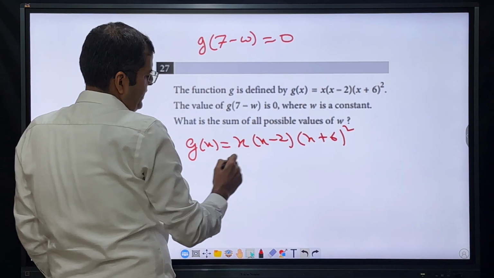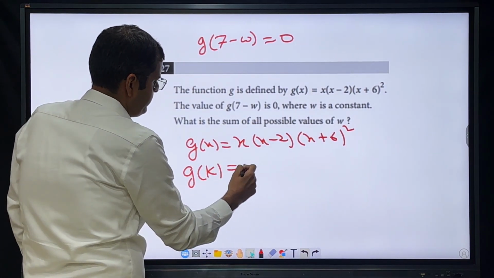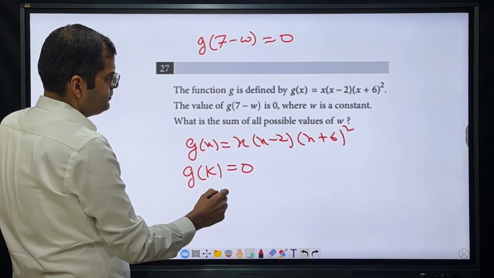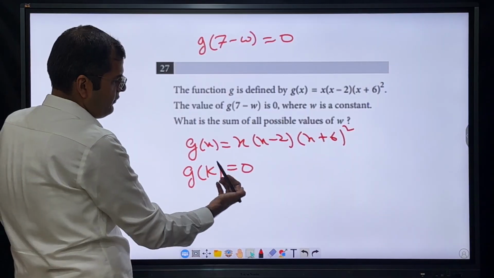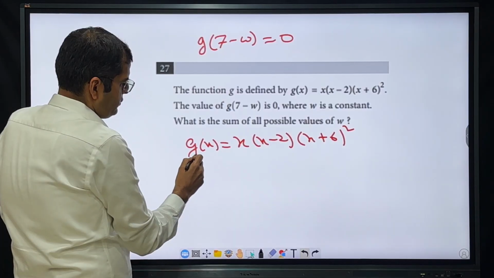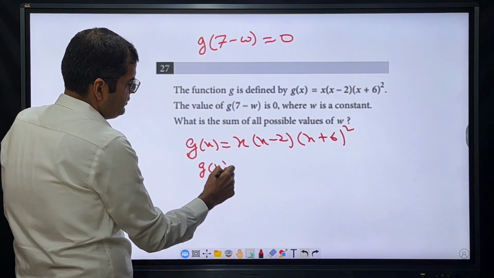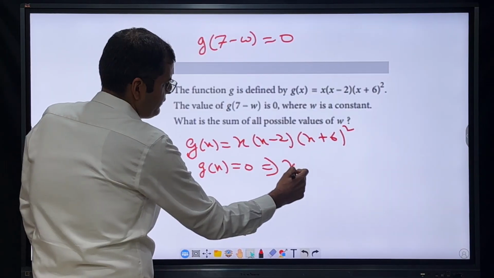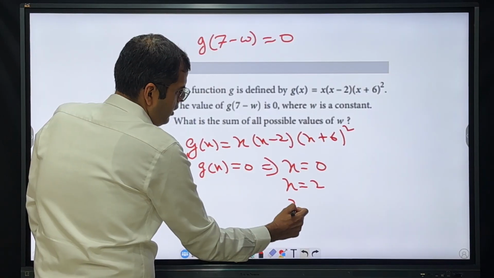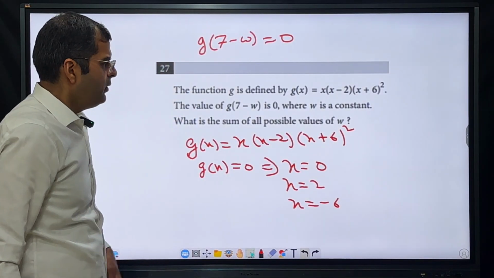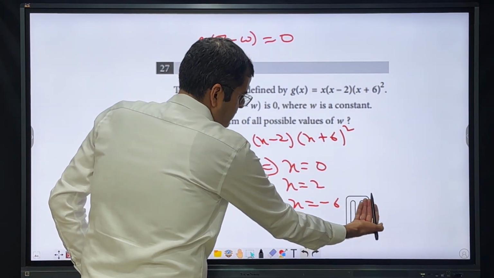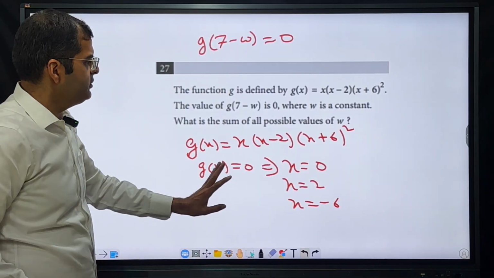So for what values, let's say I have g of k is 0. For what values of k is this true? This is for what value of x is this true? Let me write x only. So this is g of x. If g of x is equal to 0, what are the values of x? X can be 0. If x is 0, this entire thing is 0. Or x is 2. Or x is minus 6. You get two roots over here, minus 6 and minus 6. They are equal, but the value is minus 6. So these three values of x I get.